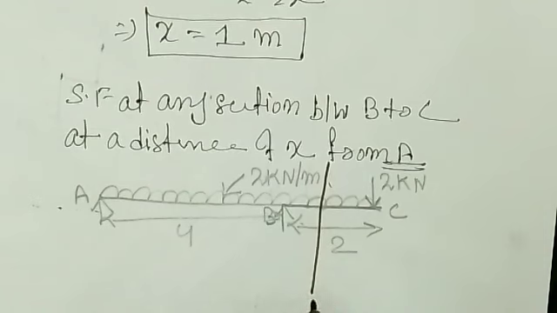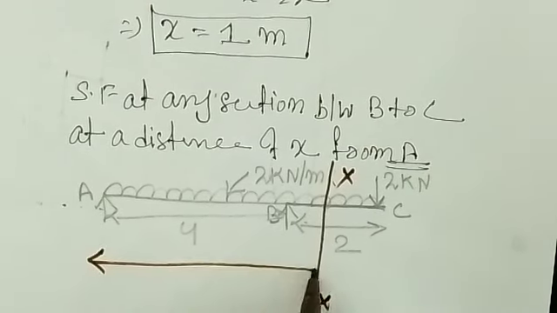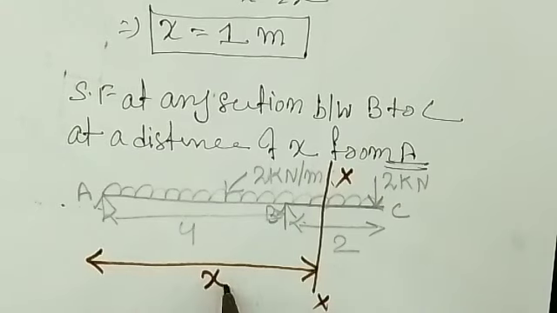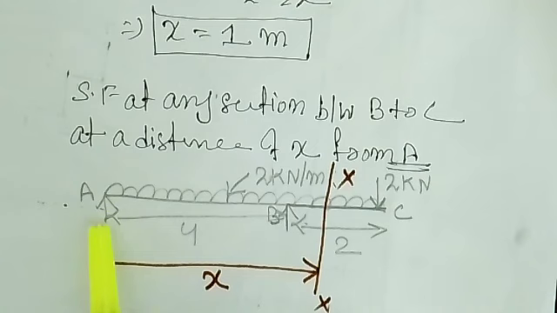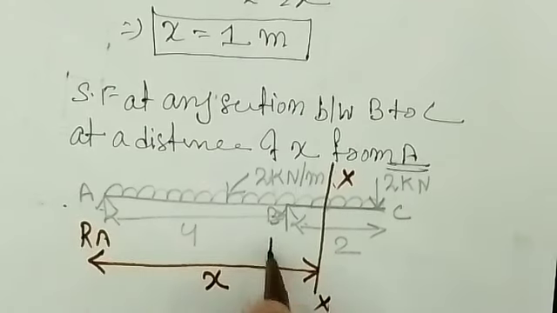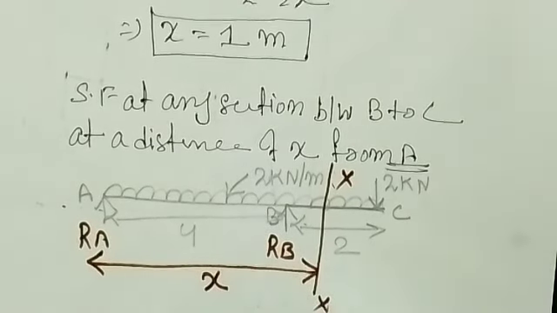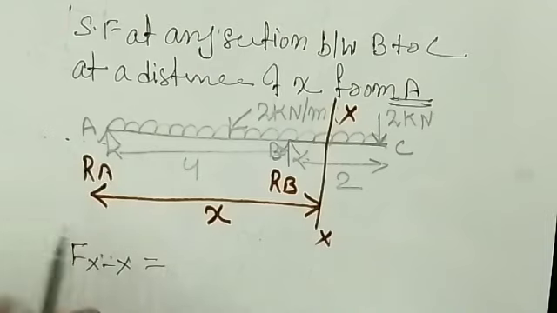So at B to C, let's say this is XX, and this distance is X from A, right? So now, till here, how many loads are there? RA, RB, and the UDL, right? So now you can say this is your RA, this is your RB, right? So the shear force at this section BC at XX you are finding, right? So now you can say the Fxx is equal to what?